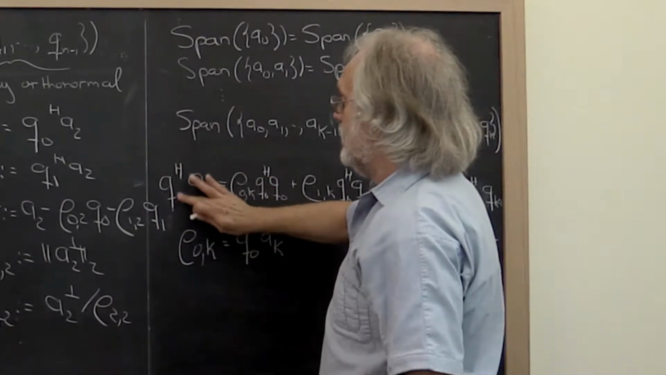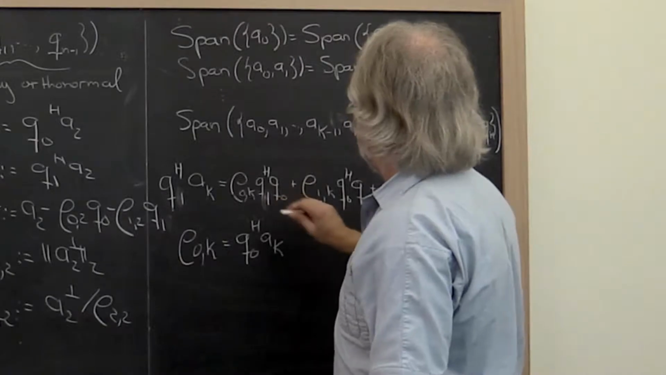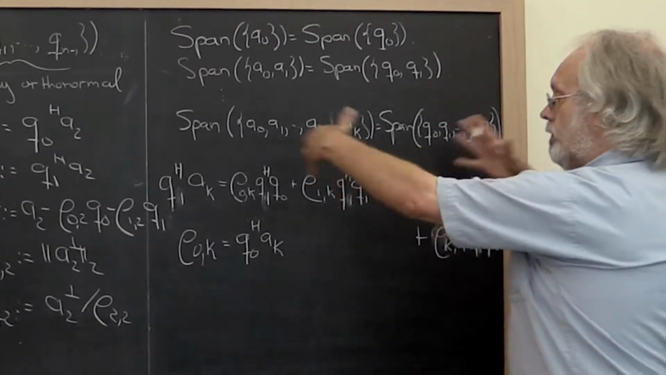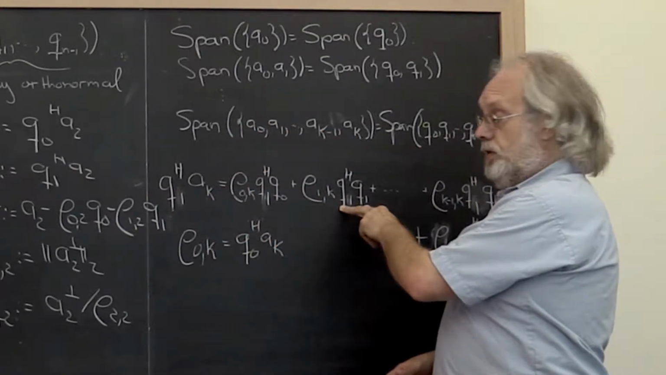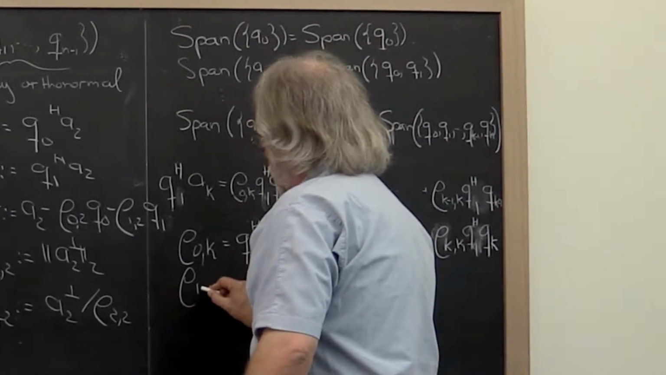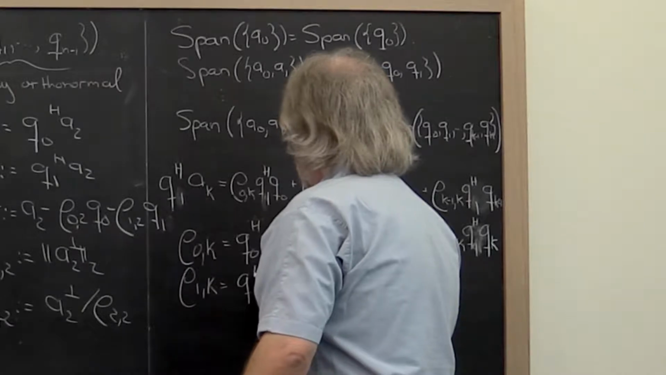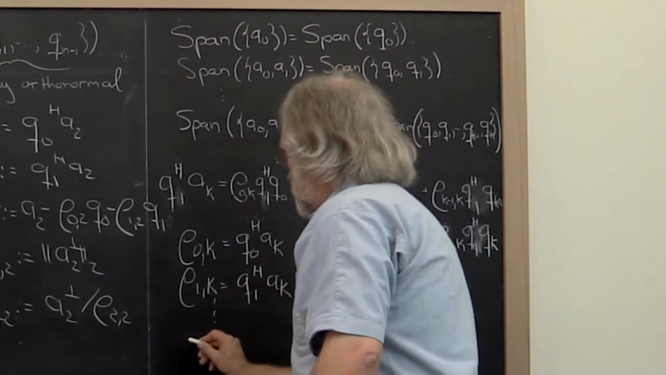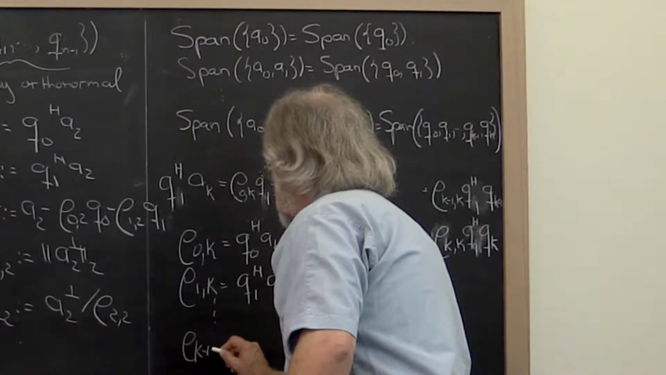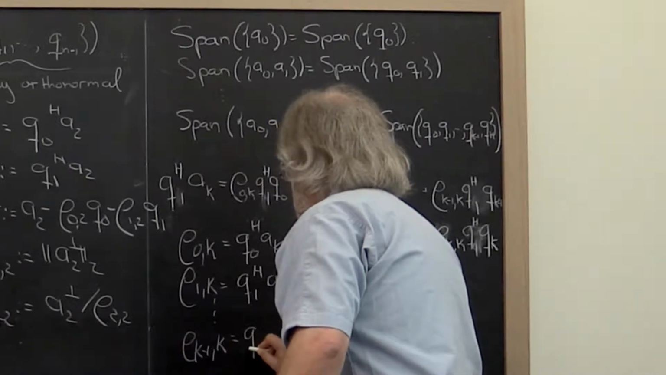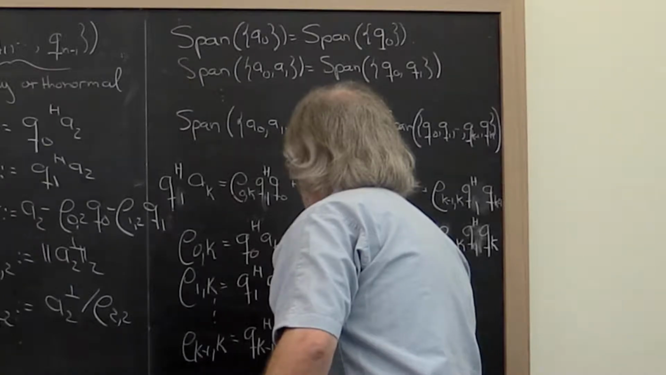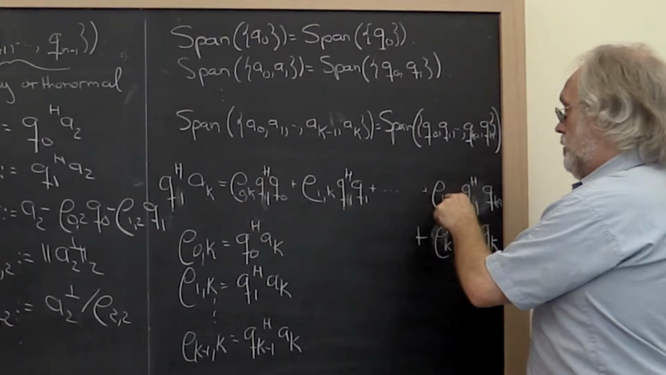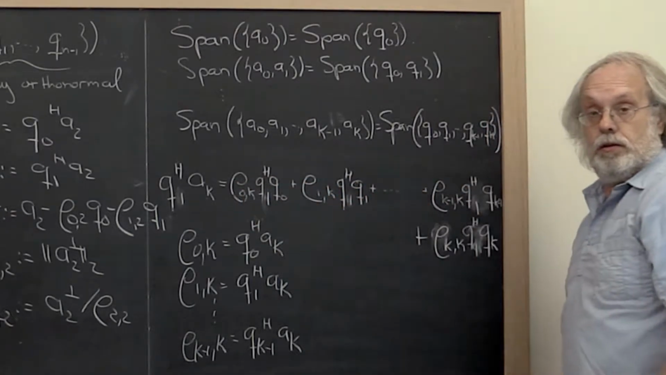Well, then we can go and take the dot product with q1 and propagate that through. All of the terms, except for the one that involves q1, disappear. And we conclude that rho 1k is equal to q1 dot product with ak. And obviously this is true in general. So, we know how to compute all of these coefficients right here.